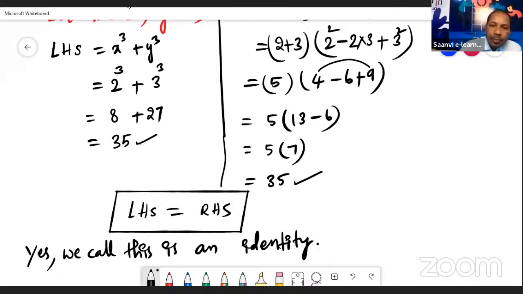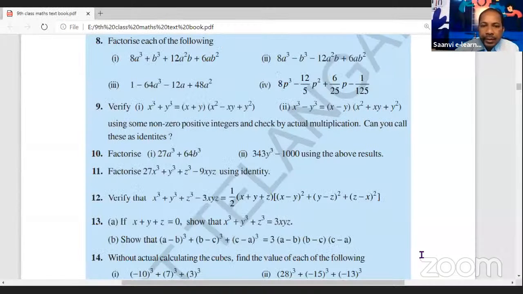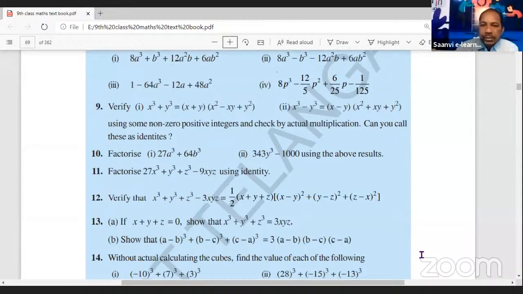Okay, children, here one more problem is there. That problem you complete as homework. The second problem is the same as it is. Take this problem, first verify, and after that take some non-zero positive integers and check it.